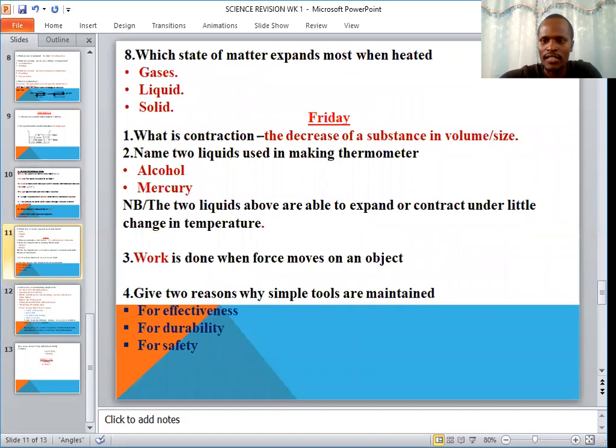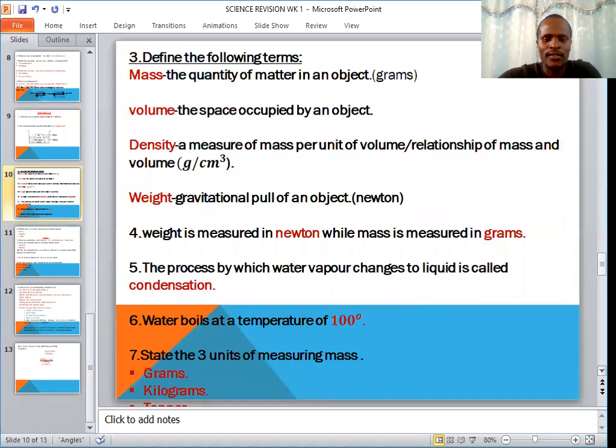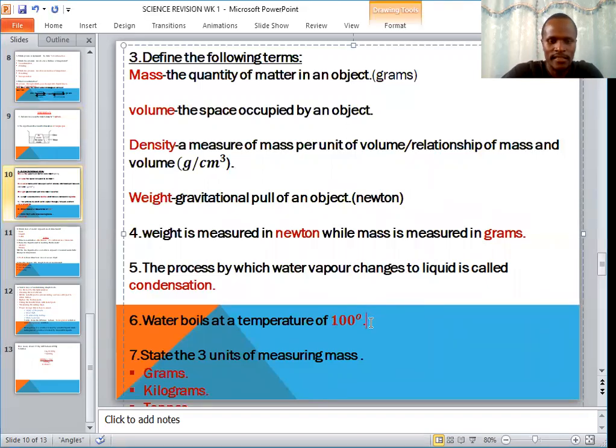Water boils at a temperature of, that question was there, but you must know that it is only pure water that boils at 100 degrees Celsius. It should be Celsius. It is only pure water, not any other water, because impurities will lower the boiling point. But if that water is pure, it will boil at 100 degrees Celsius or centigrade. Don't expect dirty water to boil at 100 degrees Celsius. It is only pure water.